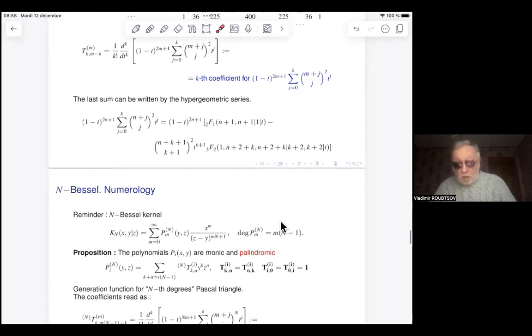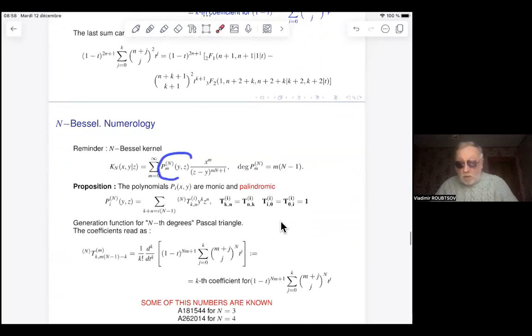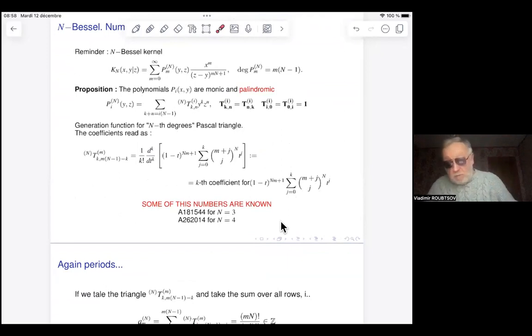Then we can go further. Instead of 2, we can take any n and develop it in the same form, x to the m, and then z minus y in the denominator to the degree m times big N plus 1. Then we always have these coefficients integer. We always have these coefficients palindromic, and we have an n-degree analog of the Pascal triangle. Then we obtain series of numbers. For example, we can consider these coefficients from these triangles, and we check them in the OEIS, the catalog of integer sequences. Some of these coefficients are well known, for example for n equal to 3, for n equal to 4. But some of them are unknown.